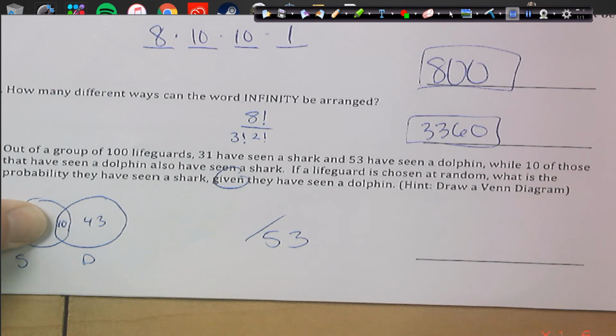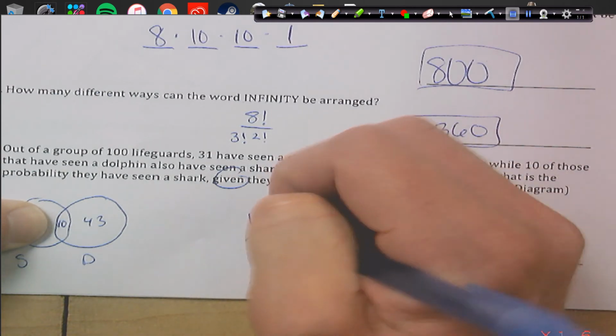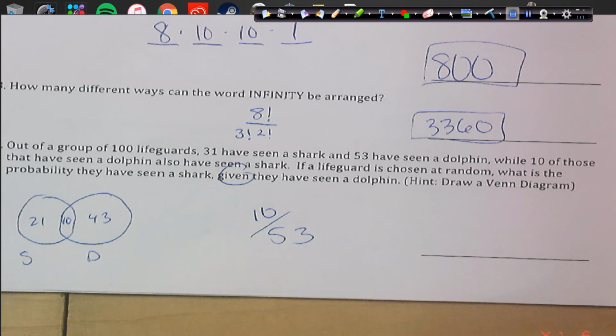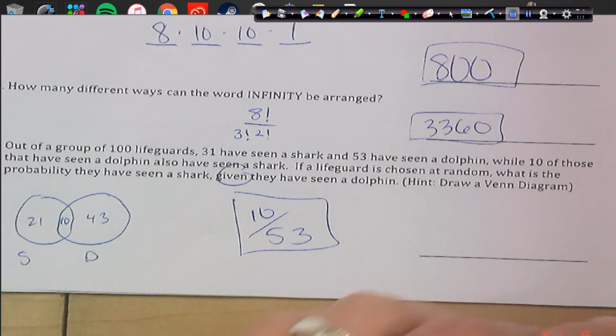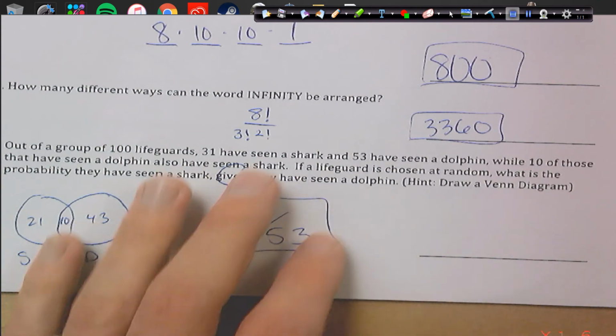Out of those people, how many have seen a shark? Well, that'd be 10. 10 out of 53. Okay, so that would be your answer. And we're almost done. We're almost out of here.